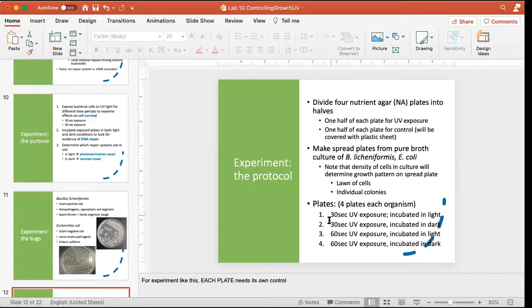So this is the breakdown here for the 4 plates. 1 plate is going to get 30 seconds exposure incubated in the light. One's going to get 30 seconds incubated in the dark. Then we have 60 seconds in the light and 60 seconds in the dark. 4 plates for each organism. And on each plate, half of the plate is going to be covered so that it doesn't get exposed.